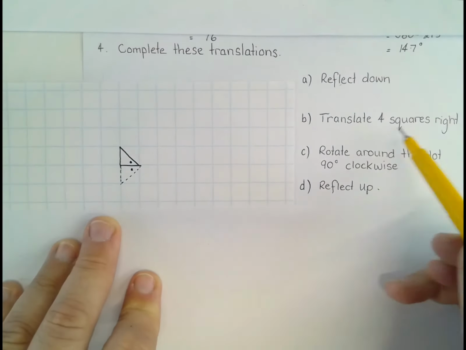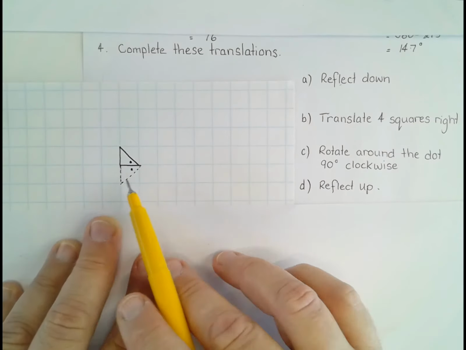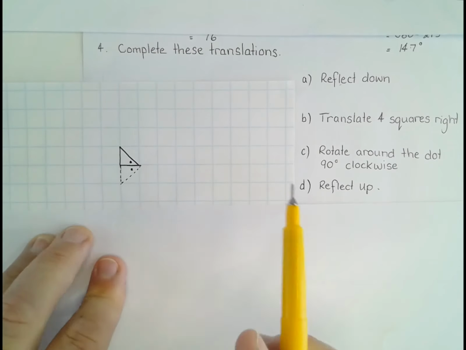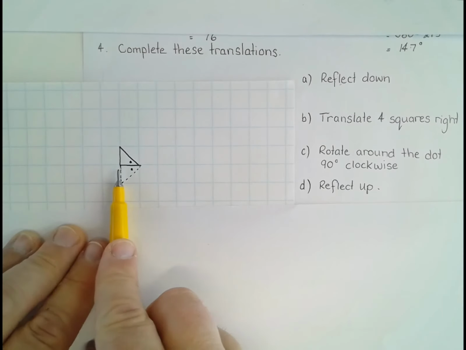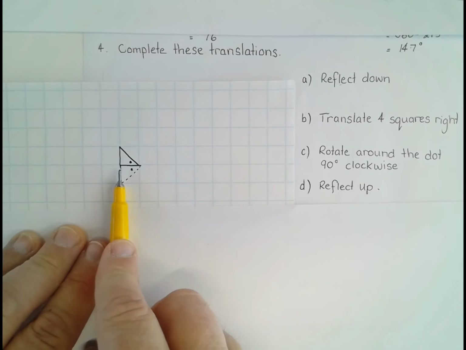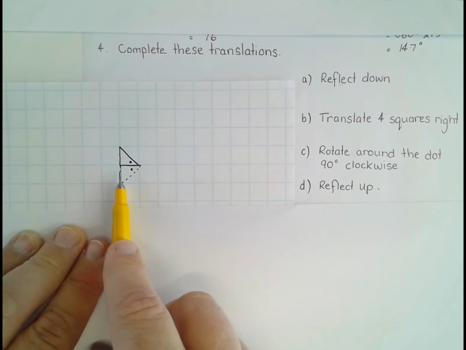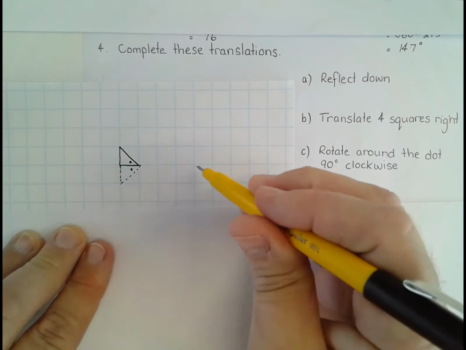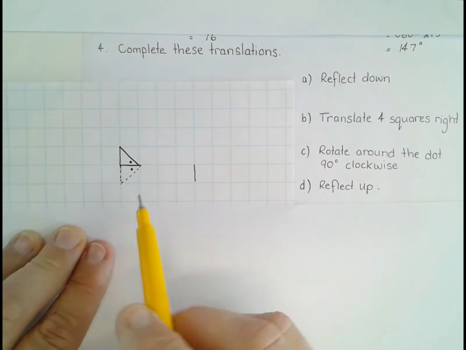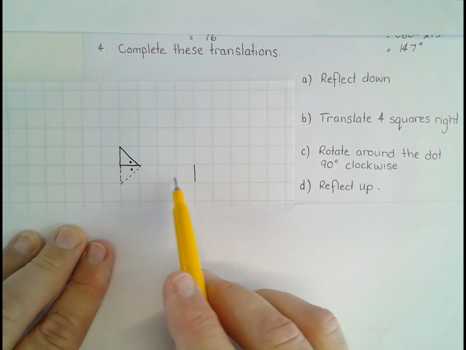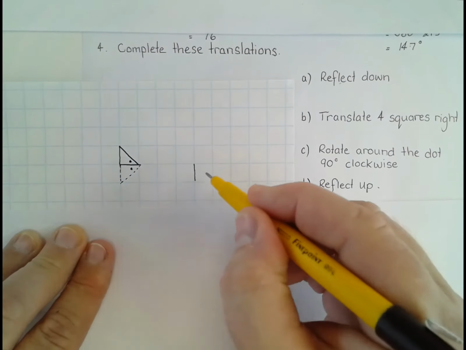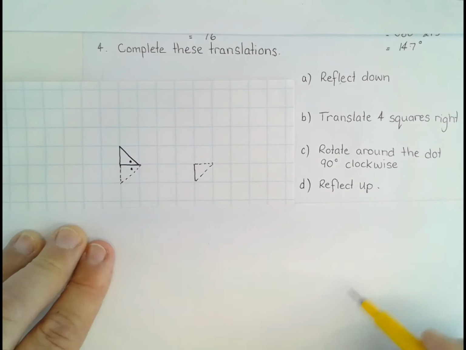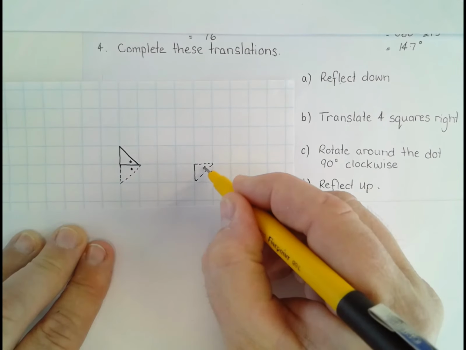Then it says to translate 4 squares right. That just means move that shape 4 squares to the right. So the easiest way again is if I take one of these lines, in this case this one here, and I just count across 4 squares. 1, 2, 3, 4, and then redraw the shape. So as I said, this line here has moved 1, 2, 3, 4. I've ended up with it going across there, and again the dot stays in the same place.